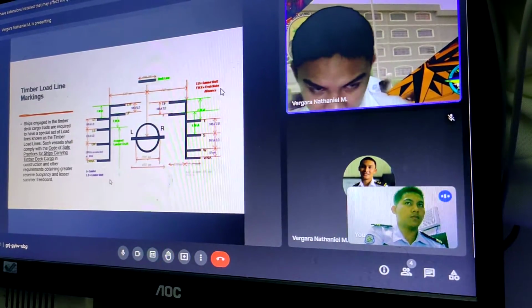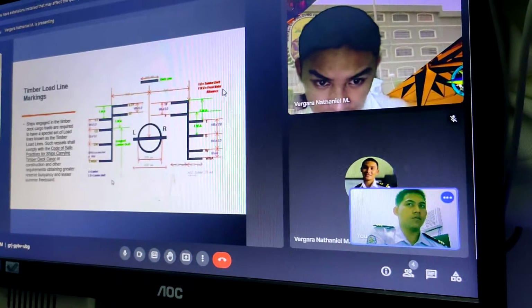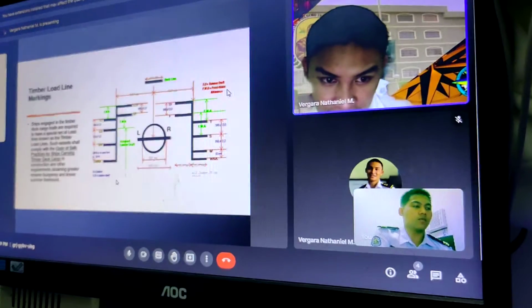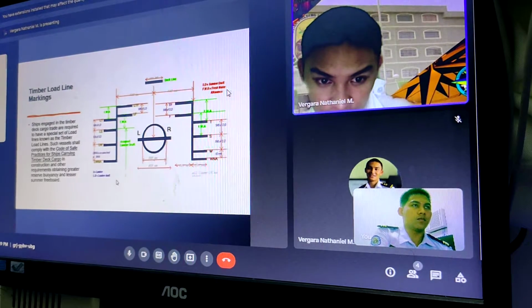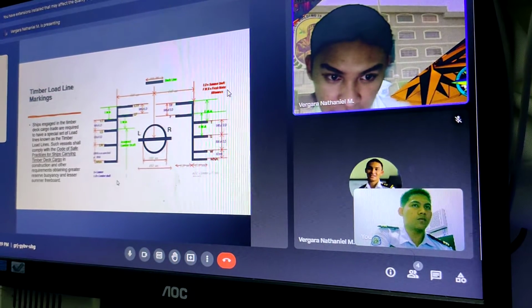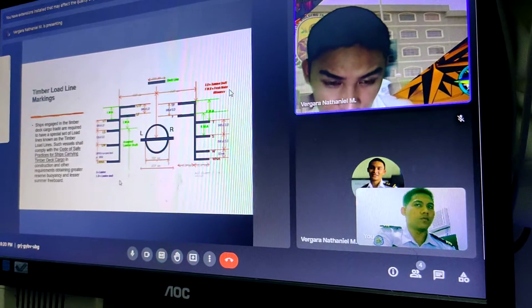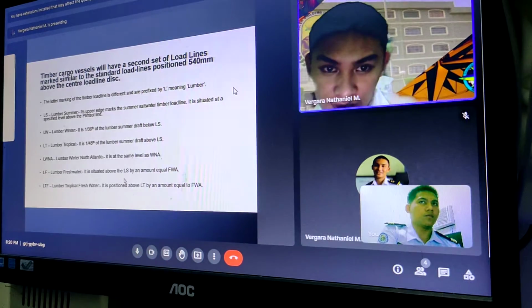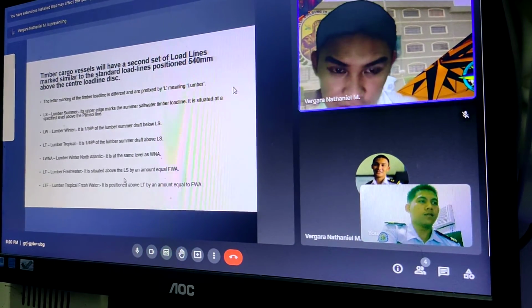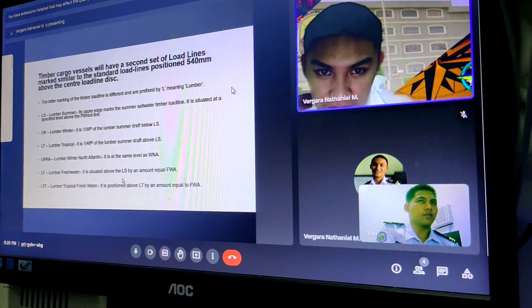Timber load line marks. Ships engaged in the timber deck cargo trade are required to have a special set of load lines known as the timber load lines. Such vessels comply with the Code of Safe Practice for Ships Carrying Timber Deck Cargoes in construction and other requirements, obtaining greater reserve buoyancy and lesser summer freeboard. Timber cargo vessels will have a second set of load lines marked similar to the standard load lines, positioned 540 mm above the center load line disc.